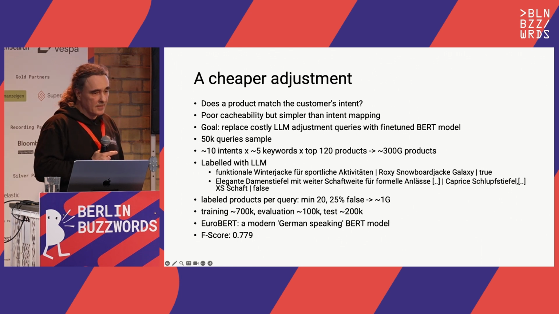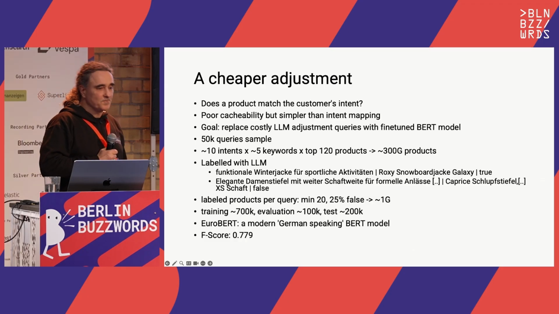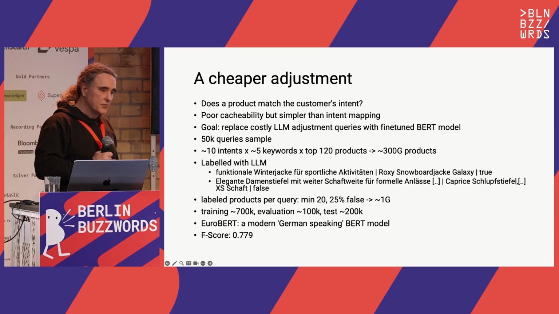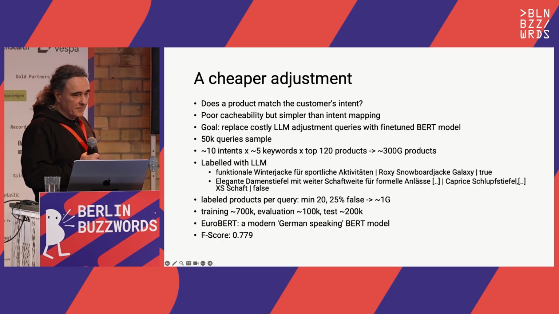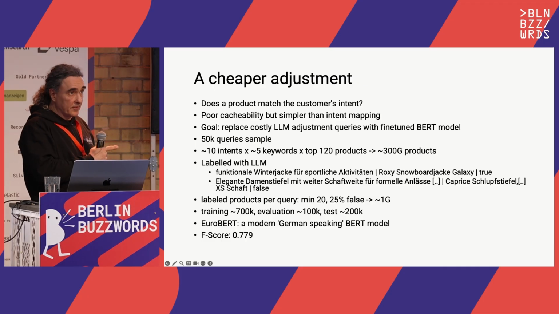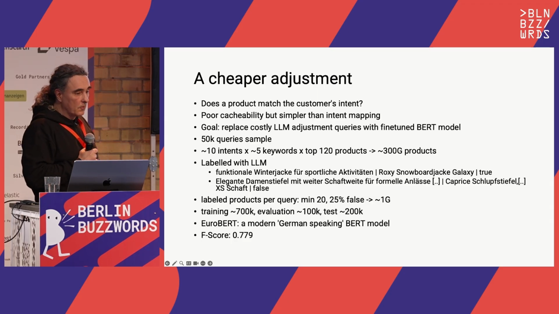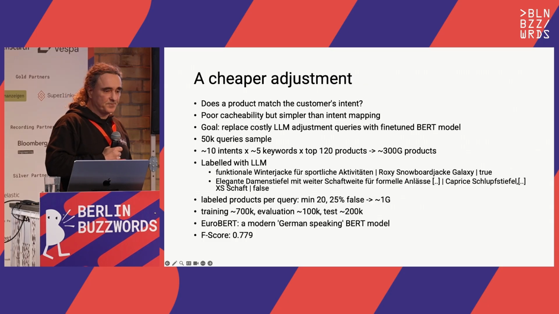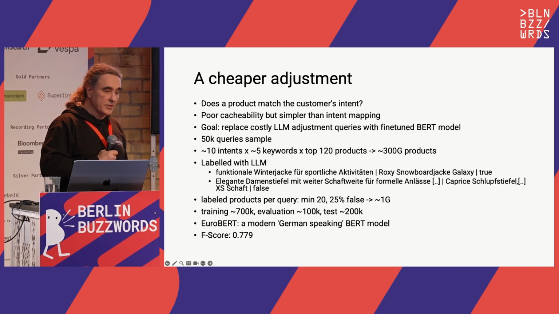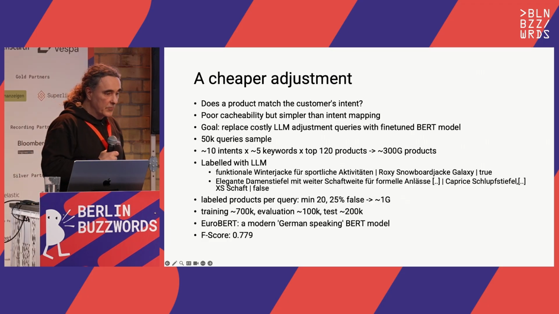So we thought, let's make the adjustment cheaper. The question of whether a product matches the customer's intent doesn't really lend itself to caching. But it's simpler than mapping user queries to intents, inspirational intents. In the end, it's a binary classification task, and we thought maybe we can fine-tune a BERT model that can take over the costly LLM work. And we gave it a try.